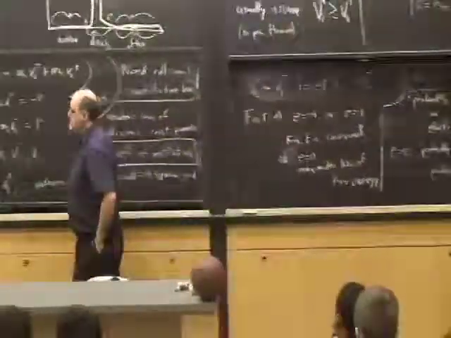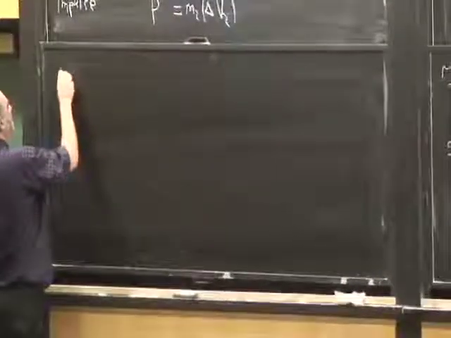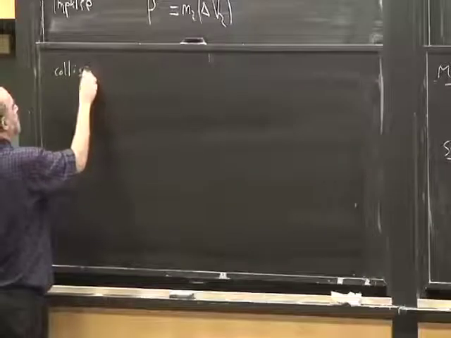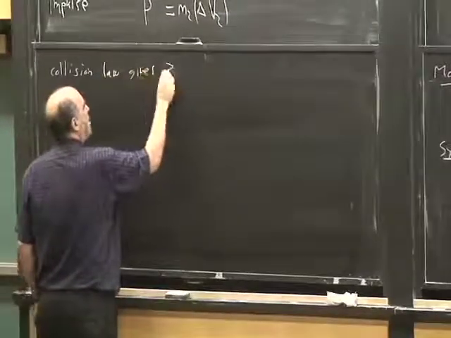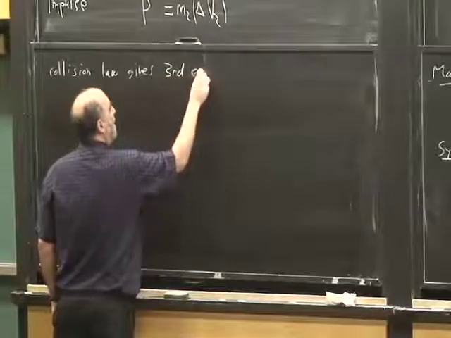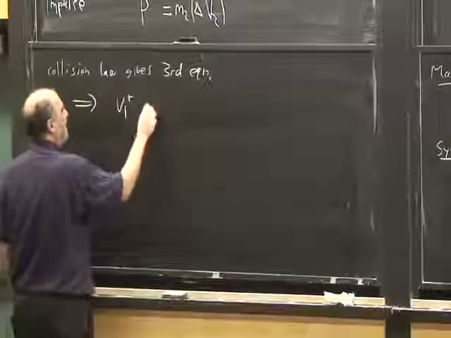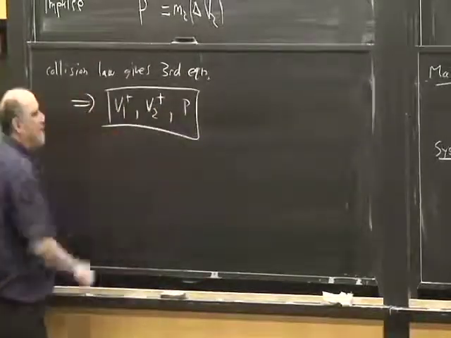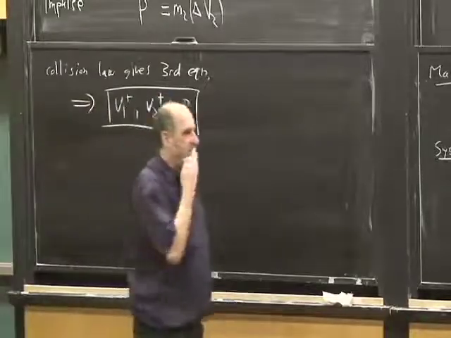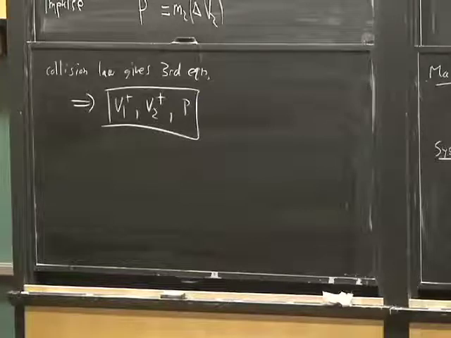Okay, so now given the coefficient of restitution, we have then a third equation. So the collision law gives a third equation, which means we can then solve for V1 plus, V2 plus, and P. And I'm just going to skip the algebra. You can do that yourself. There are various ways of organizing the algebra to make it easier or harder. I'll just let you play around with that.